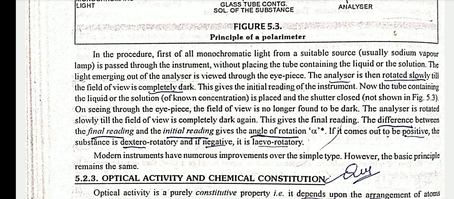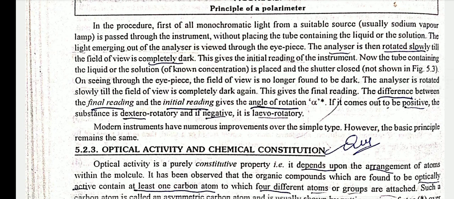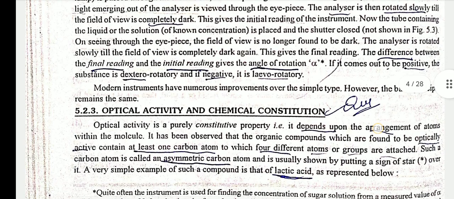Now the tube containing the liquid or the solution of known concentration is placed and the shutter closed. On seeing through the eyepiece, the field of view is no longer found to be dark. The analyzer is rotated slowly till the field of view is completely dark again. This gives the final reading. The difference between the final reading and the initial reading gives the angle of rotation alpha. If it comes out to be positive, the substance is dextrorotatory, and if negative, it is levorotatory. Modern instruments have numerous improvements over the simple type. However, the basic principle remains the same.